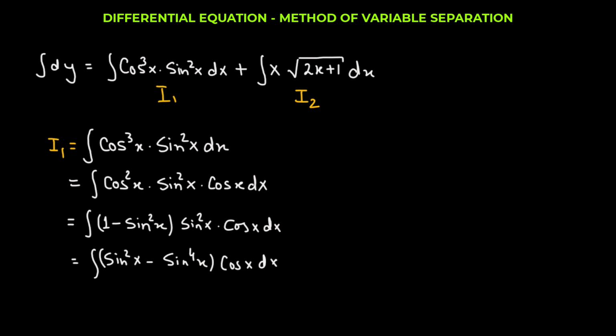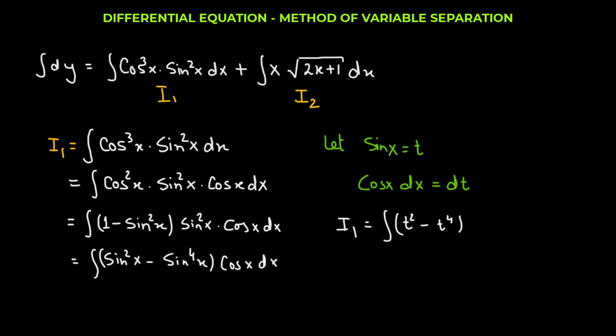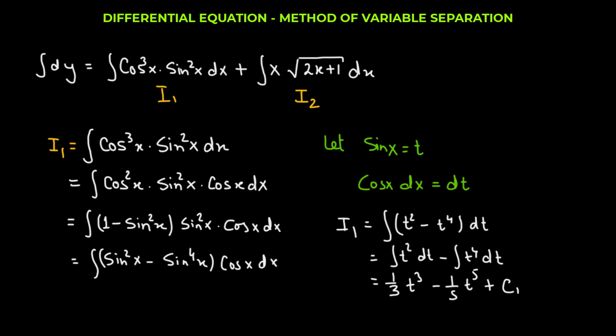Now we're going to perform the integration by the method of substitution. Let's consider sine of x equals t. Taking the derivative on both sides with respect to x gives us cosine of x dx equals dt, such that our integral I1 becomes the integral of (t squared minus t raised to the power of 4) dt, or simply the integral of t squared dt minus the integral of t raised to the power of 4 dt. Using the power rule, we get 1/3 of t cubed minus 1/5 of t raised to the power of 5 plus the constant of integration c1.